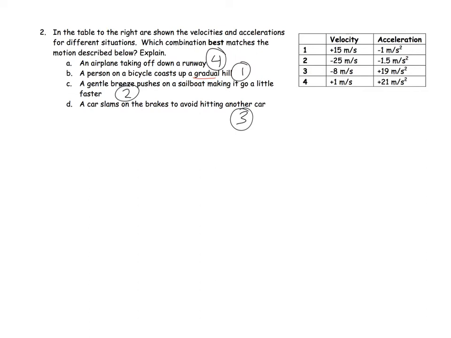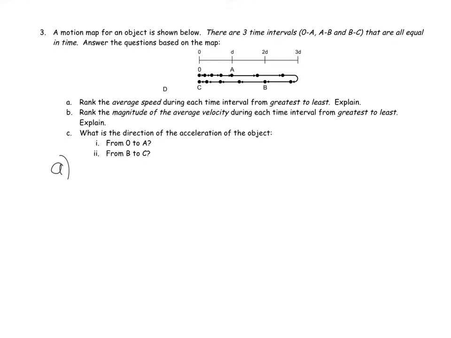Okay, so for problem 3 here, we have a motion map for an object. And we're going to answer some questions based off of this motion map. We see it's split into 3 time intervals. We have time 0 to time A, time A to time B, and time B to time C.